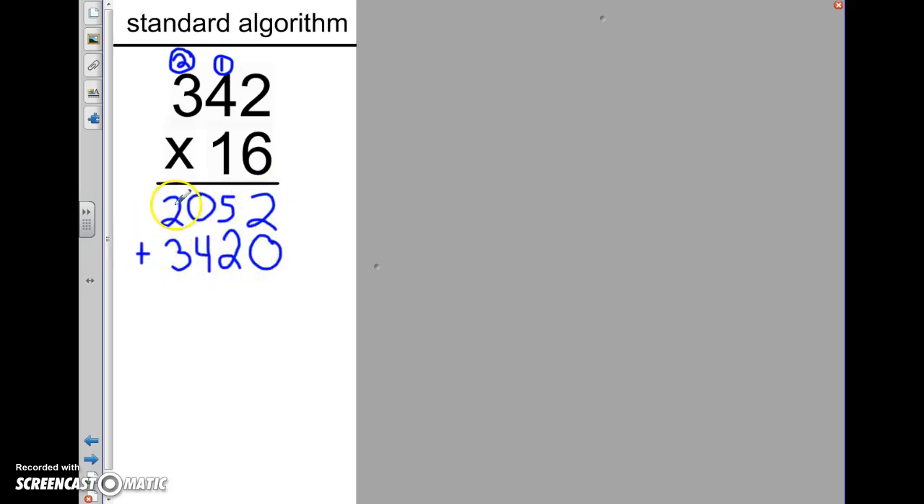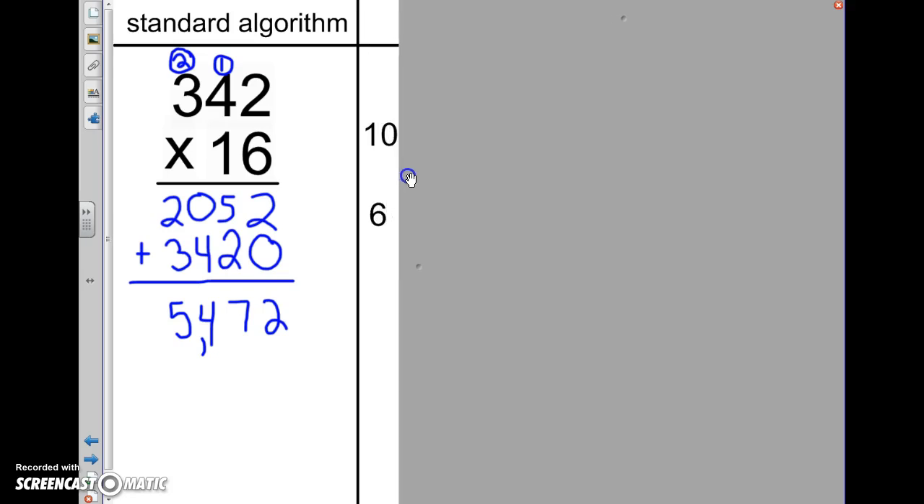This number here tells us what 6 groups of 342 is. Now we just have to add them together to get 16 groups. So 2 plus 0 is 2. 5 plus 2 is 7. 0 plus 4 is 4. And 2 plus 3 is 5. So the product of 342 times 16 is 5,472. And that was using the standard algorithm.